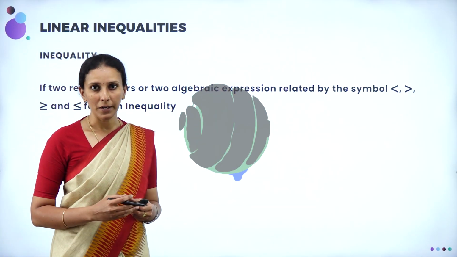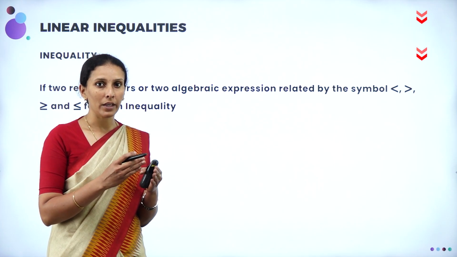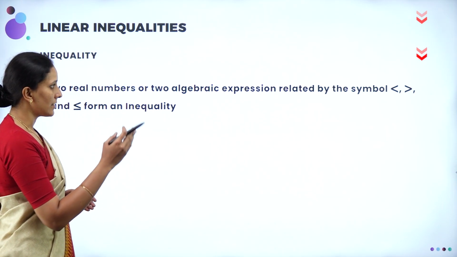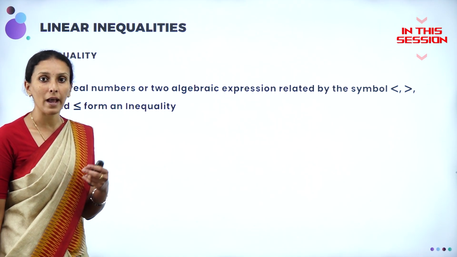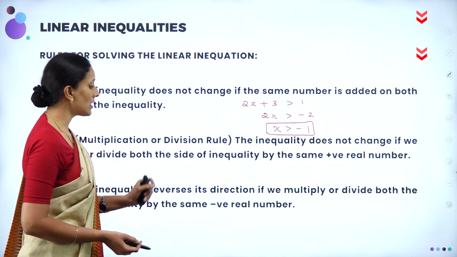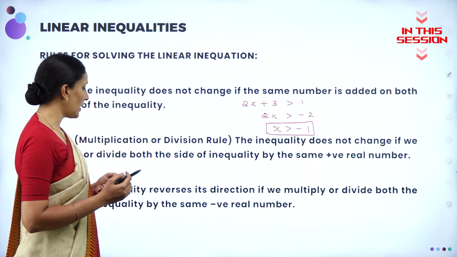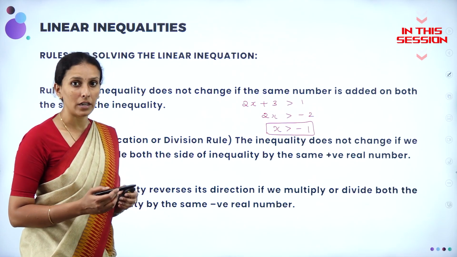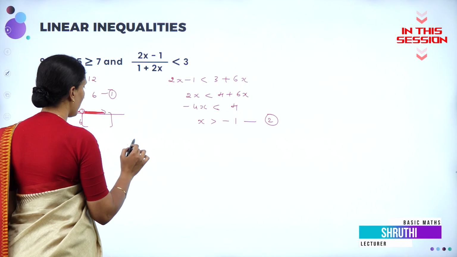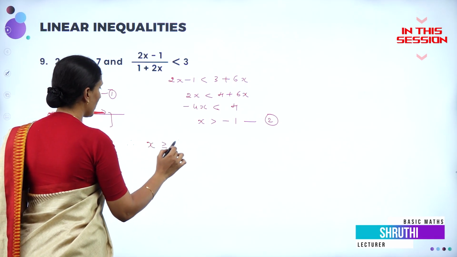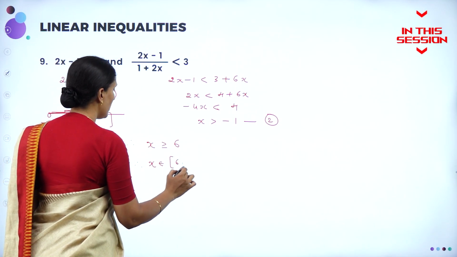If two real numbers or two algebraic expressions are related with the symbols less than, greater than, less than or equal to, and greater than or equal to, they form an inequality. The inequality reverses its direction if we multiply or divide both sides of the inequality by the same negative real number. This region is common for both the linear equations. So therefore, the number must be greater than or equal to 6. So therefore, the solution set is 6, infinity.